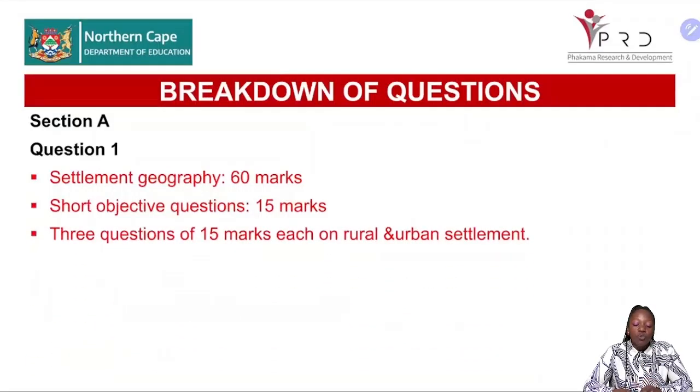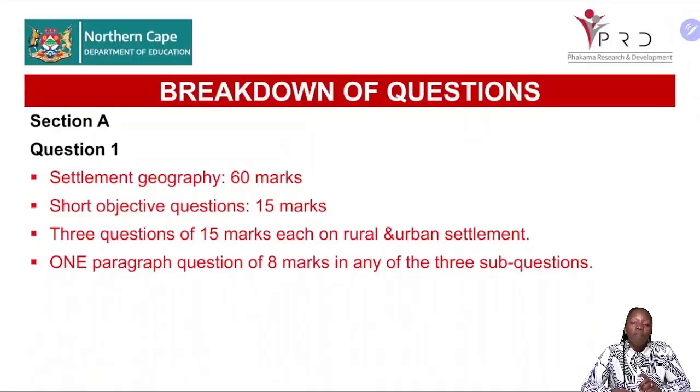Then you move to the long questions now. The long questions, you'll expect them from figure 2.3 up until 2.5. So the questions there will be 15 marks each. Figure 1.3 will have 15 marks. Your 1.4 will have another 15 marks, your 1.5 another 15 marks, then it will give you a total of 60 marks. Each and every question will give you a 1 paragraph question.